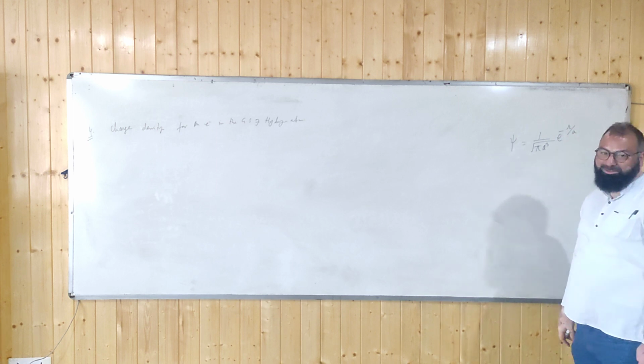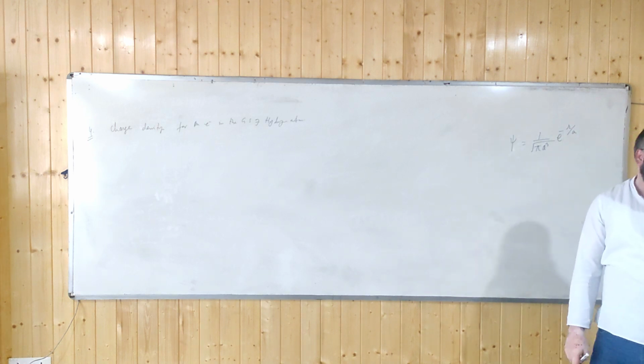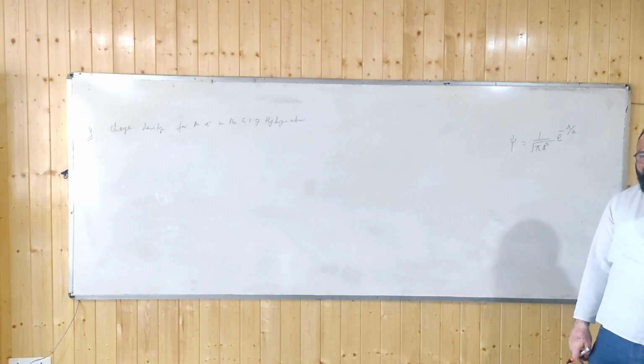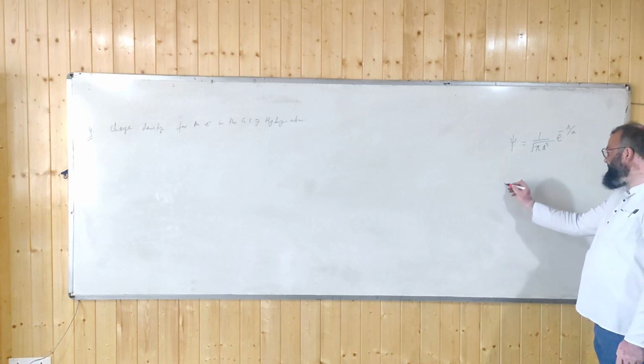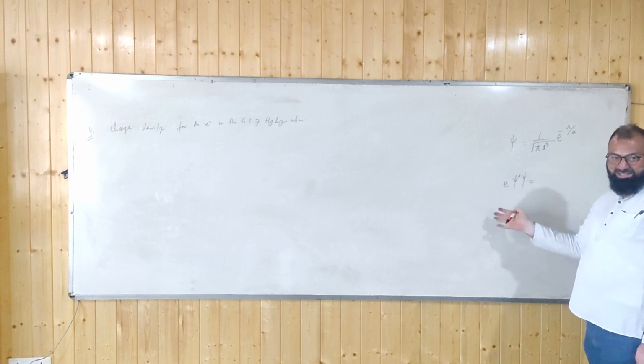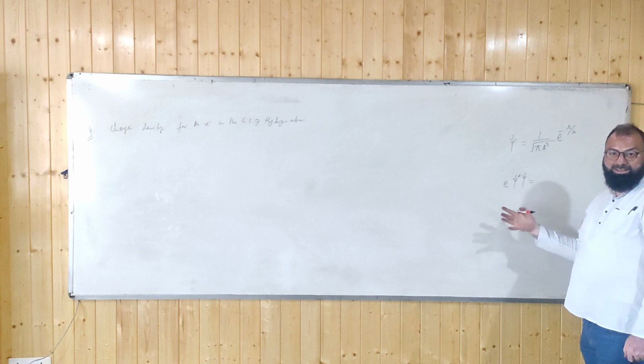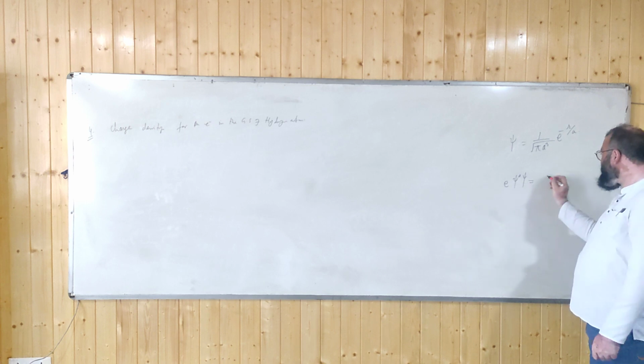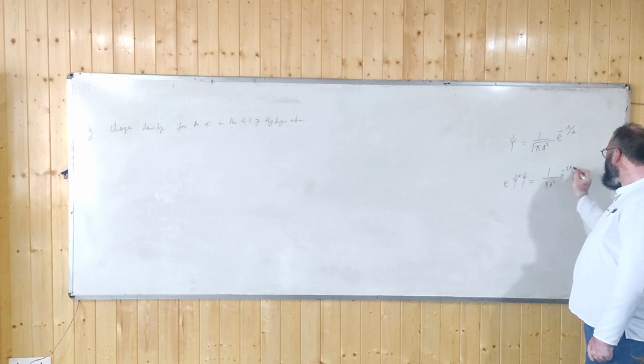So now tell me what would be the charge density. I know the wave function, what would be the charge density? So I need to multiply e psi star psi. This will give you the charge density in the ground state of the hydrogen atom. How much is that? 1 divided by pi a cube e raised to minus twice r by a.